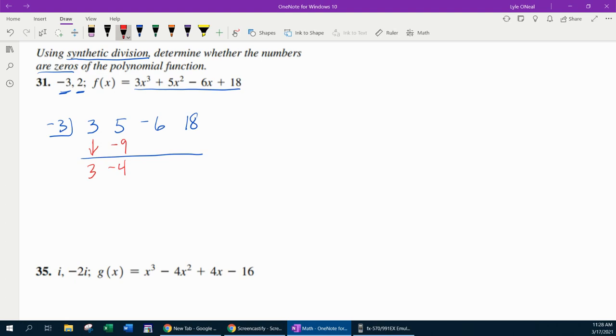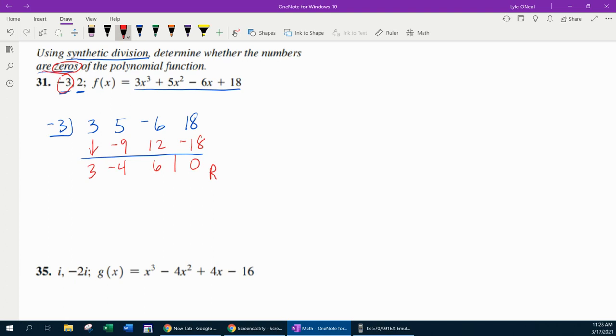Negative 4 times negative 3 is positive 12. 12 minus 6 is 6. Negative 3 times 6 is negative 18. Oh, snap, crackle, pop. 0 remainder. Now, when you get a 0 remainder, that means that negative 3 is going to be a 0 of the function. But what does that mean?